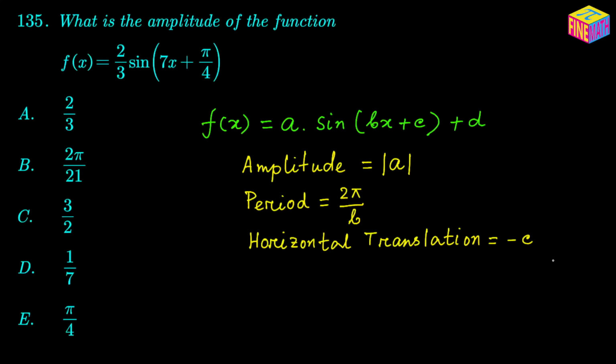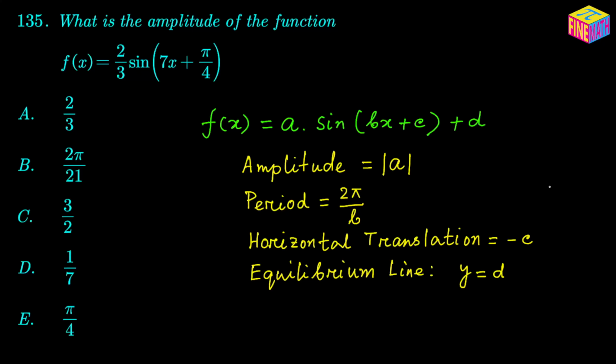And then what about d? Well, d actually indicates the distance of the equilibrium line from the x-axis. In fact, the equation of the equilibrium line is y equals d. That's the equation of the equilibrium line. That means the equilibrium line will be either above the x-axis or below the x-axis or coincident with the x-axis depending on the value of d.